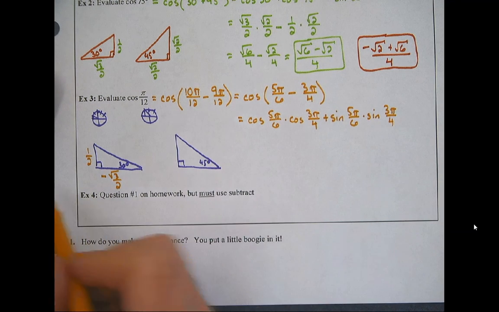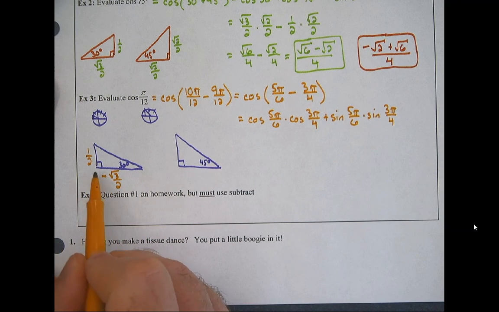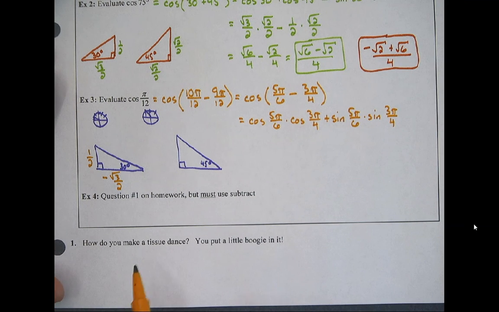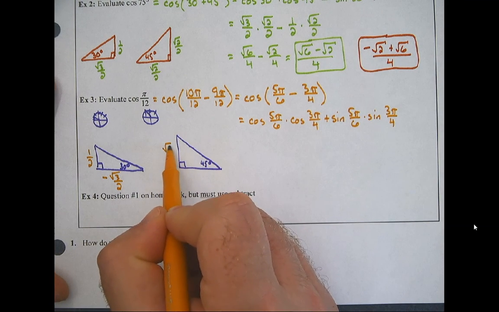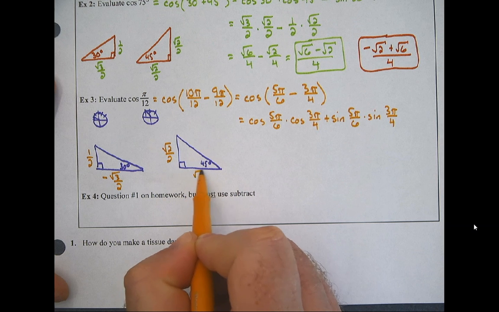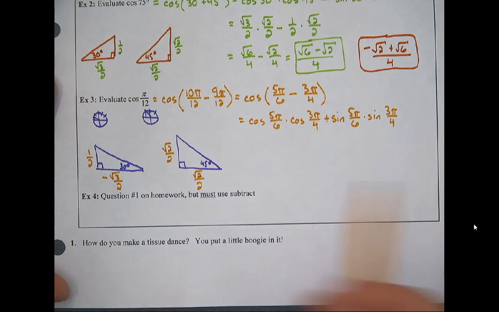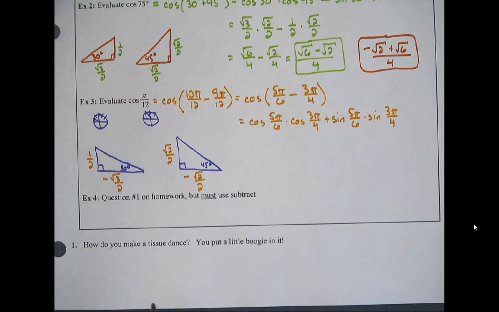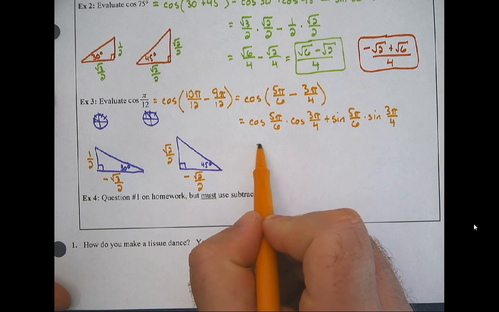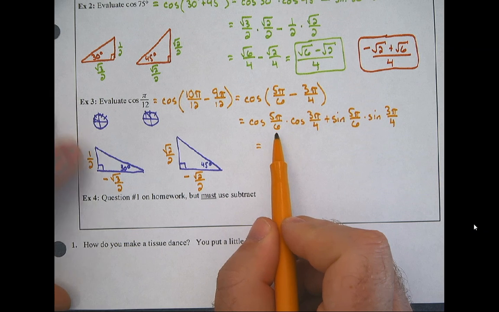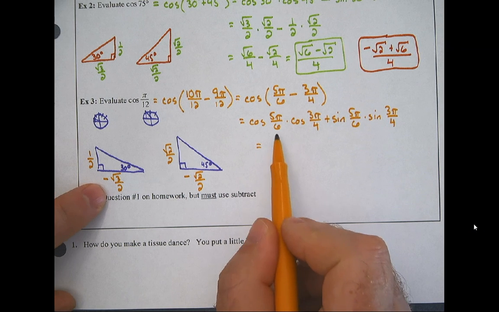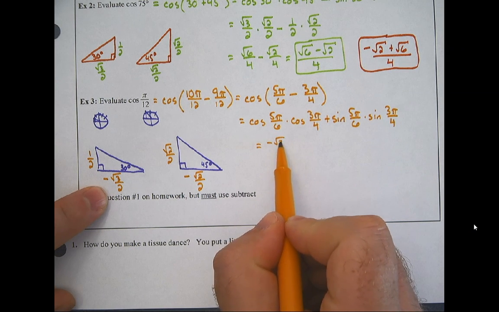So that goes backwards on the x, so that's going to be negative. That goes up on the y, so that's positive. Across from a 45 is root 2 over 2. Adjacent to a 45 is root 2 over 2. Do I have any negatives? Yes, that one's negative. So now I can take these and plug them back in over here. Cosine of 5 pi over 6. This is my 5 pi over 6 triangle. Cosine is the x side.